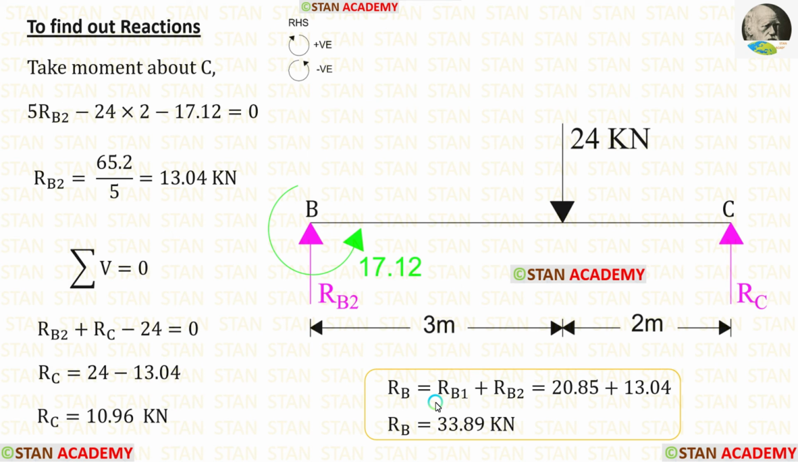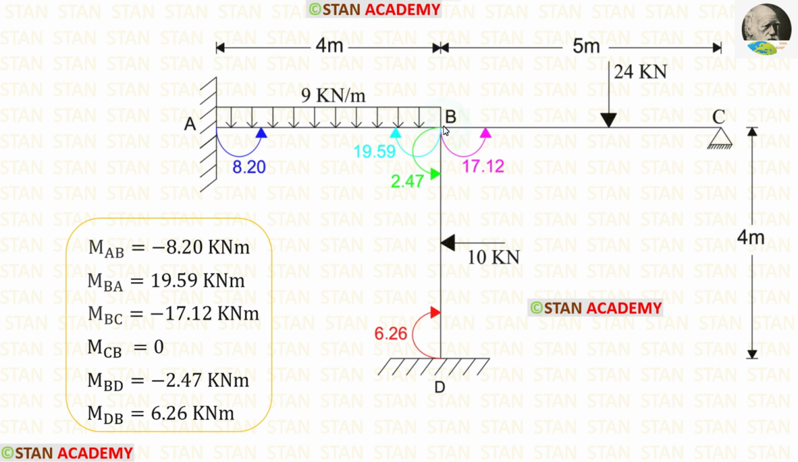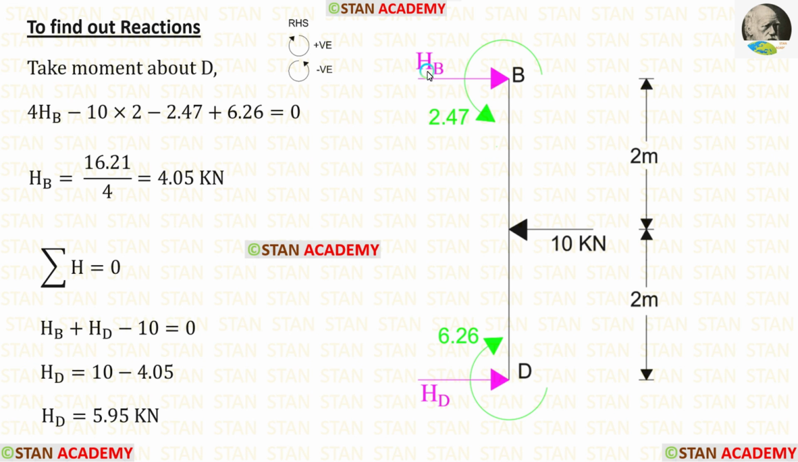We have calculated the vertical reaction at the point B 2 times. To find out RB, we have to add RB1 and RB2. After adding, we are getting RB, which is equal to 33.89 kilonewton. Now let us take the column BD and find out the reactions. In BD, there are two moments, MBD, which is acting in the anti-clockwise direction, and MDB, which is acting in the clockwise direction.